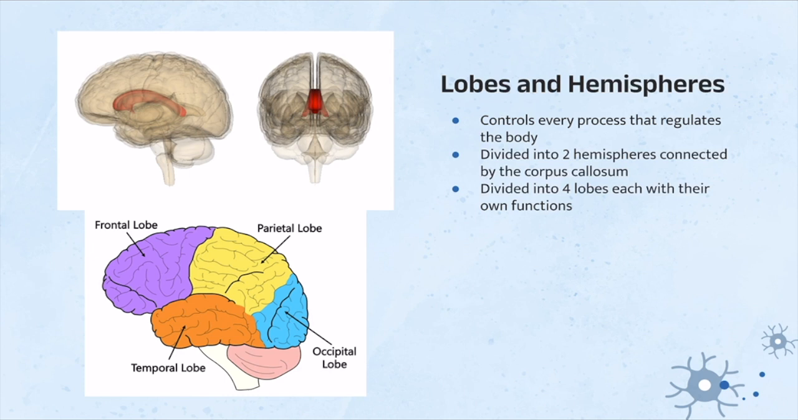At the top left, you can see the corpus callosum highlighted in red. And at the bottom, it shows you each of the four lobes and where they're located: the frontal, the parietal, the temporal, and the occipital.